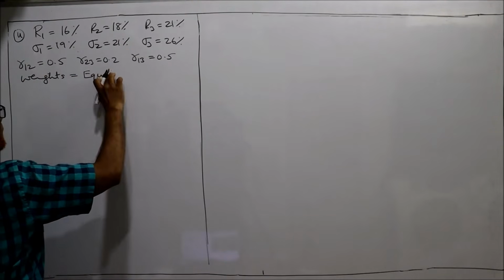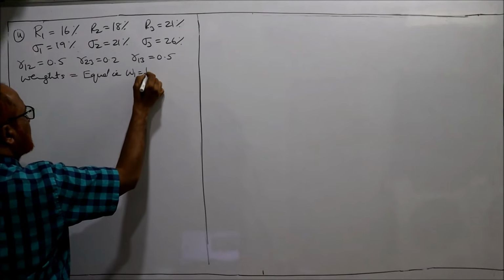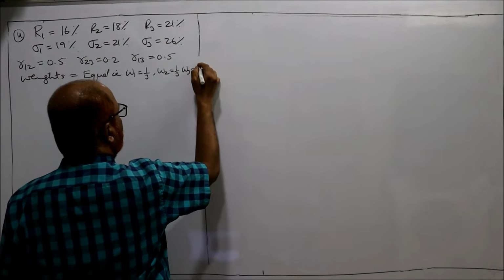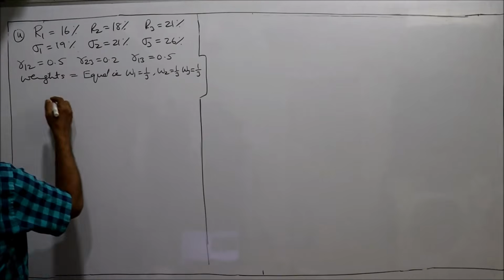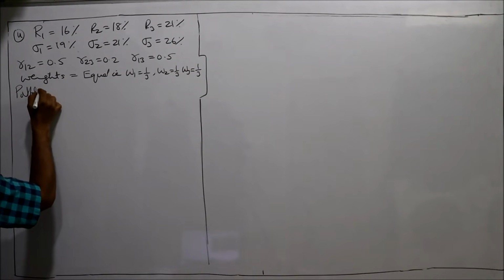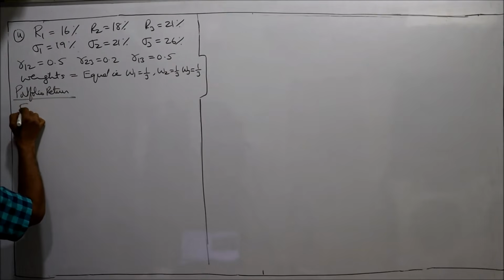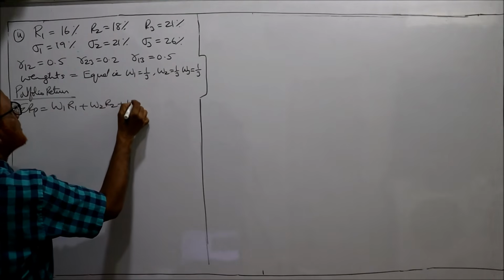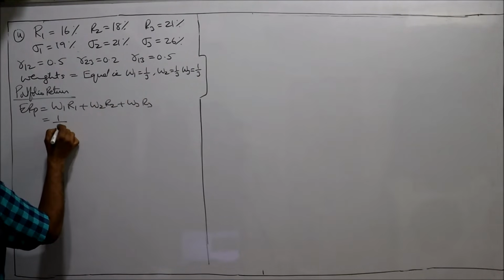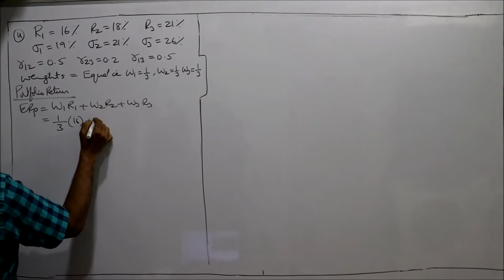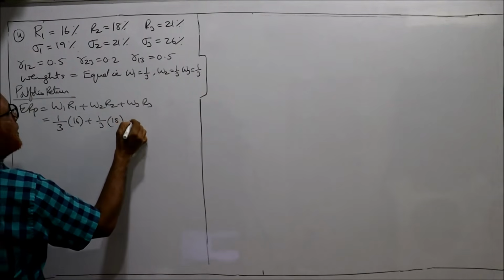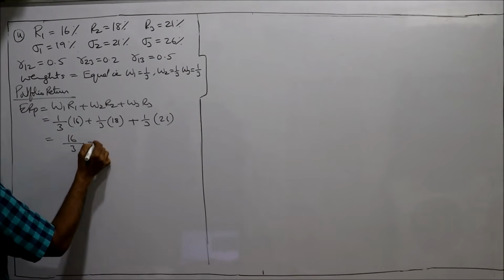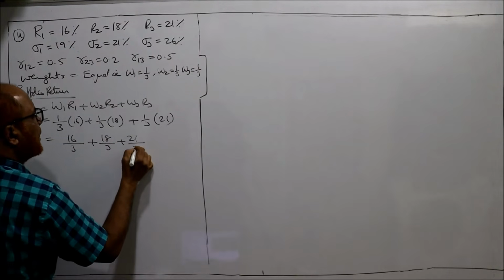Weights are equal. That is, W1 is equal to 1/3, W2 is equal to 1/3, W3 is equal to 1/3. Right? Now portfolio return. ERP is equal to W1 R1 plus W2 R2 plus W3 R3. Weights are equal. 1/3 into R1 is 16 plus 1/3 into 18 plus 1/3 into 21. So we can take 16/3 plus 18/3 plus 21/3.